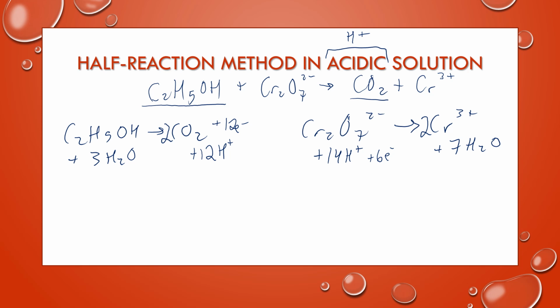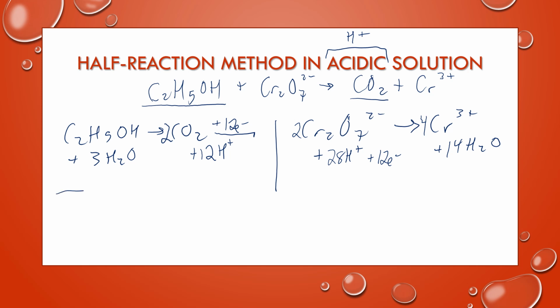The next step would be to make sure that both half reactions have the same number of electrons. This one has 12 electrons, this one has 6. So I need to multiply everything here by 2. So I'm going to have 2 of the dichromates, 4 of the chromium ions, 28 of the hydrogens, 12 electrons, and 14 water molecules. So now my electrons are the same.